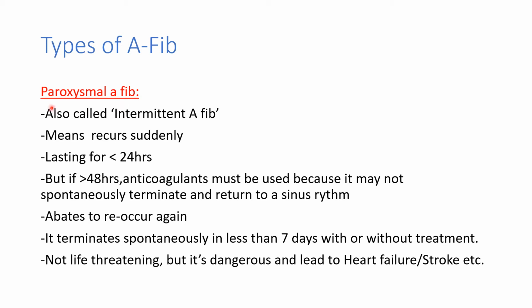Still on different types of AFib, paroxysmal AFib is also called intermittent AFib. It means that this will reoccur suddenly, lasting for less than 24 hours, but if it is greater than 48 hours, then you need anticoagulants, okay? Why that? It may not spontaneously terminate, and it may not return to sinus rhythm. That is the meaning of being spontaneously terminated, okay? It abates and then reoccurs again. It terminates spontaneously in less than 7 days with or without treatment. There's no life-threatening situation here, but it is dangerous. And it may also lead to heart failure or stroke.